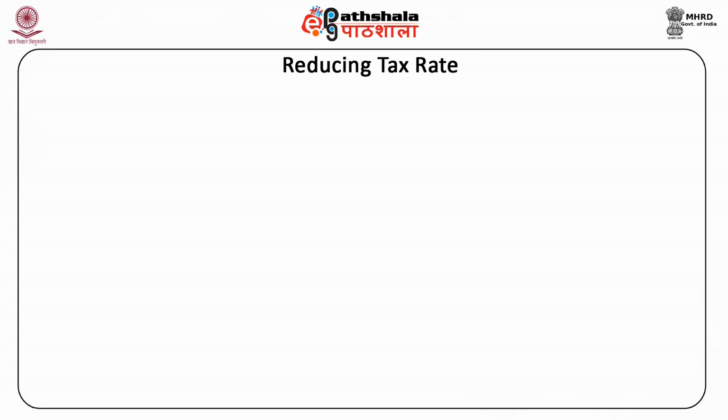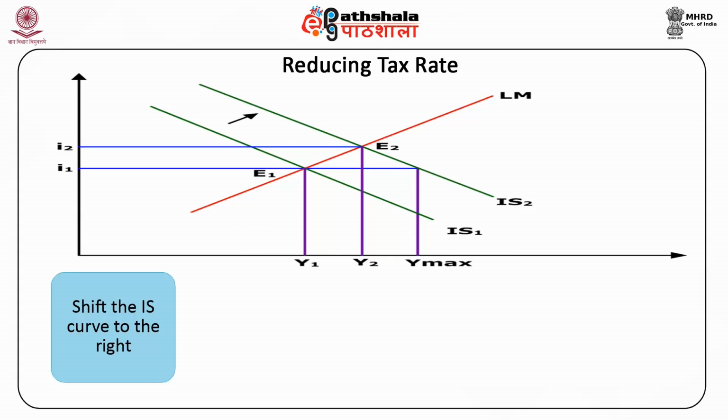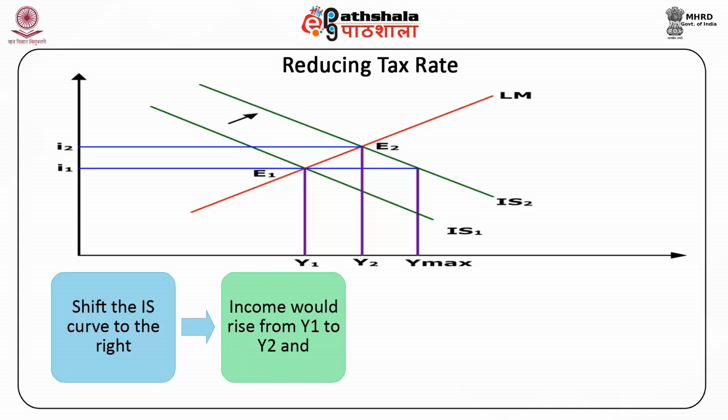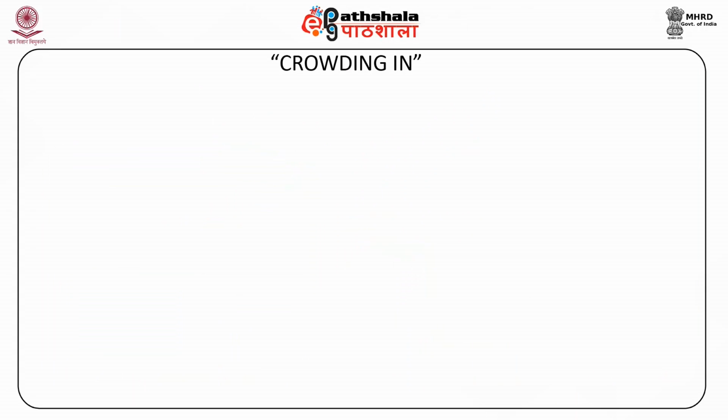Another way of conducting expansionary fiscal policy could be by reducing the tax rate. This would also shift the IS curve to the right, similar to the shift demonstrated in the figure. In this case too, income would rise from Y1 to Y2 and so would the interest rate from I1 to I2, resulting in crowding out.